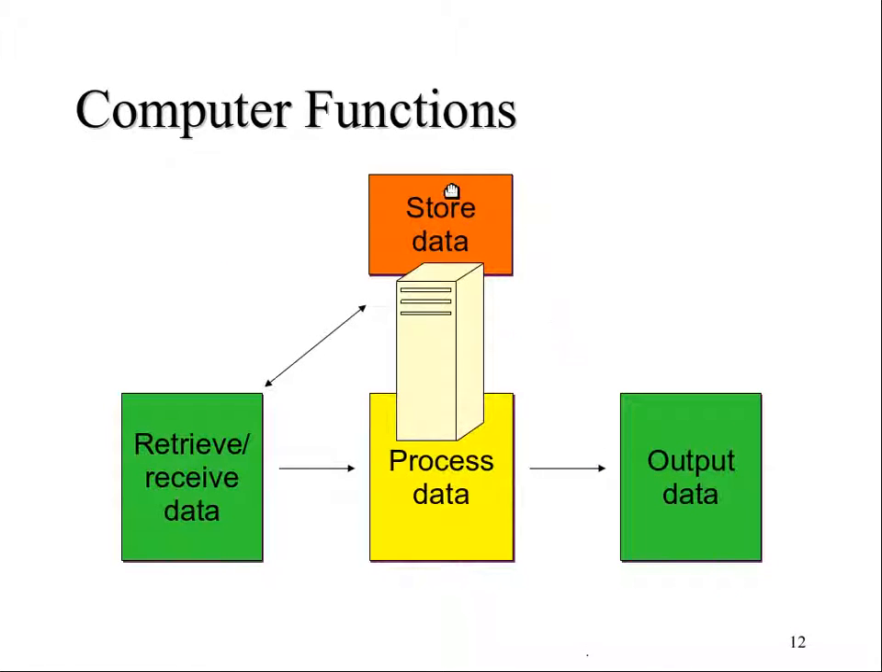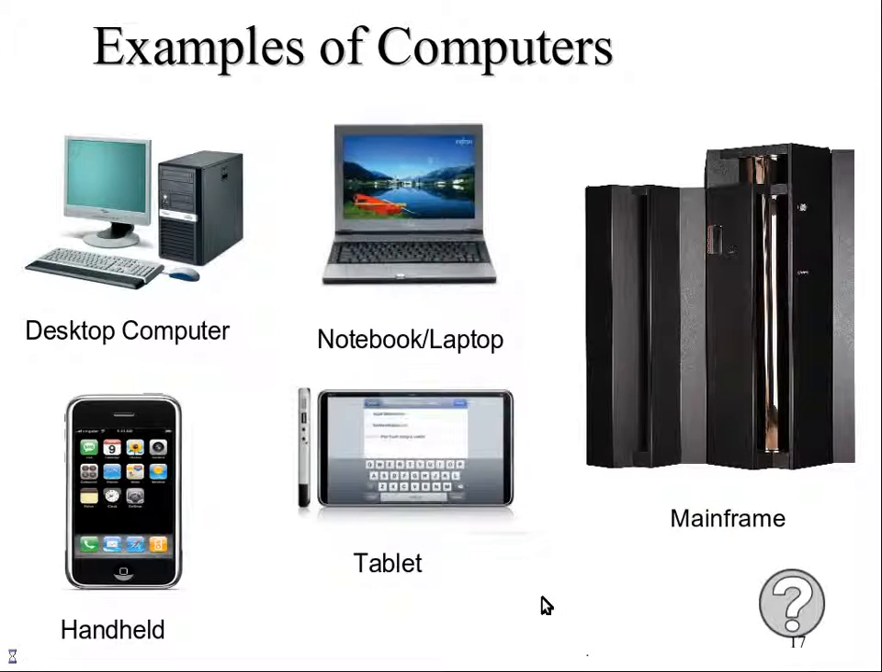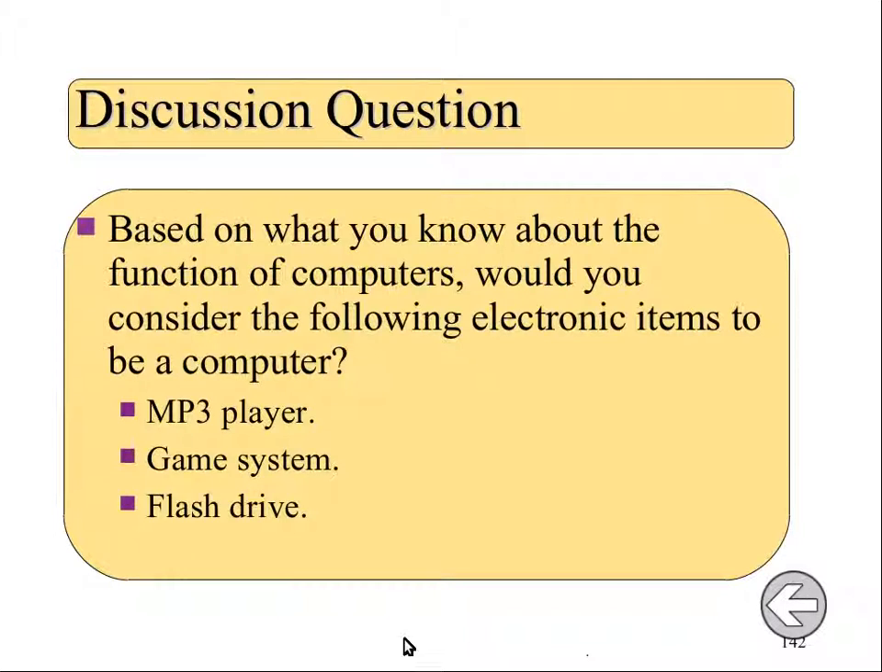So as long as a device can do all of these different things, store data, retrieve data, process data, and output data, then we would consider it to be a computer. Now these are all examples of things that we would normally think of as a computer: a desktop computer, notebook computer, handheld, tablet computer, or a big mainframe computer. But actually there's a lot of other things that are computers that we might not think of as computers.